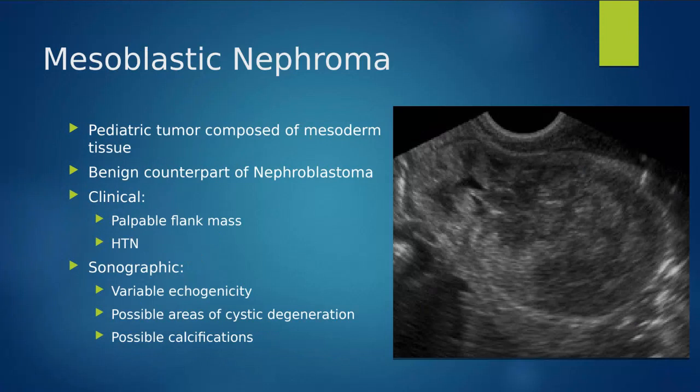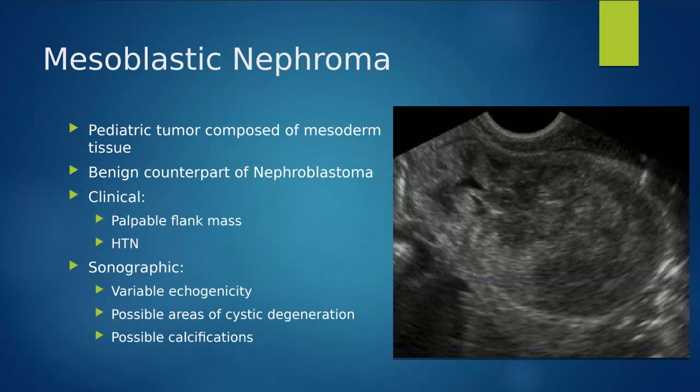Next, we have mesoblastic nephroma. So this sounds like it would be cancerous, but it's not. It is a benign version of a pediatric cancer that we'll talk about in a second. So it's the benign version of a nephroblastoma, which we kind of touched upon a little bit with our adrenal PowerPoint.